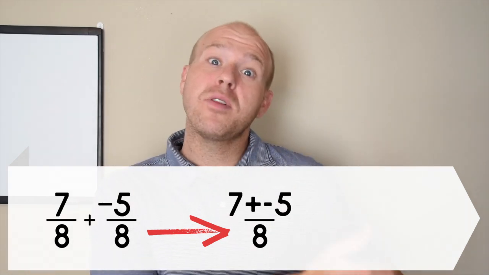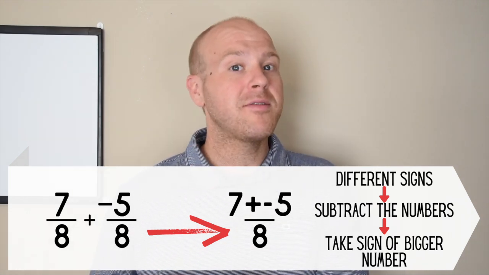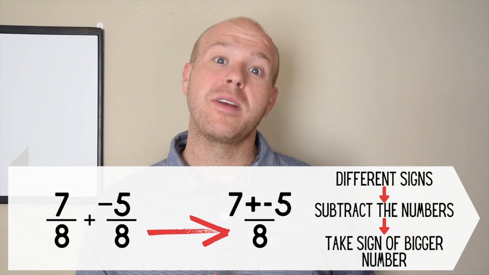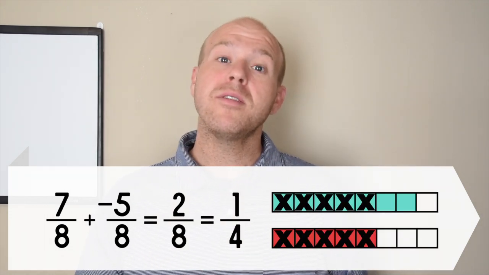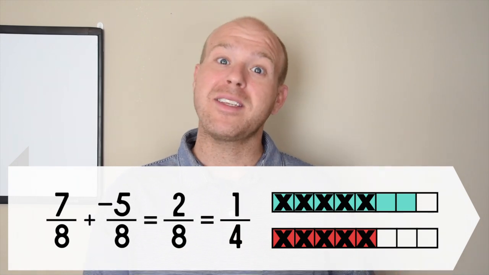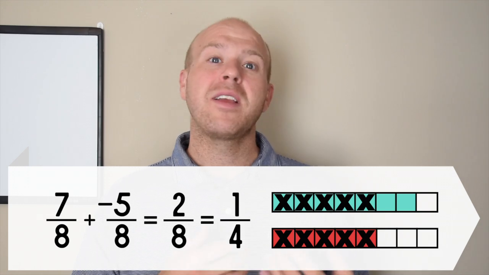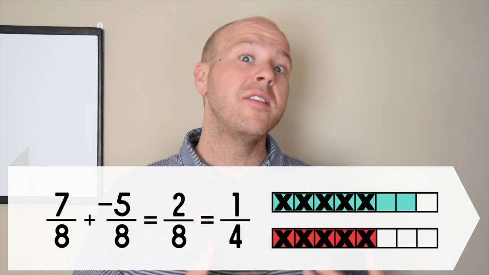So I have 7 plus -5. Well, my signs are different. So remember, when our signs are different, we subtract the two numbers, and then we take the sign of the bigger number. So 7 minus 5 is 2, and then the bigger number is of course 7, and it's positive. So the answer is positive 2/8. But that simplifies, okay? So you gotta simplify the fraction. So 2/8 simplifies to 1/4.